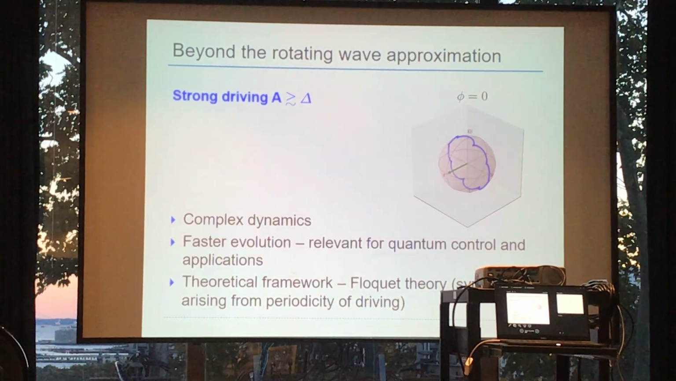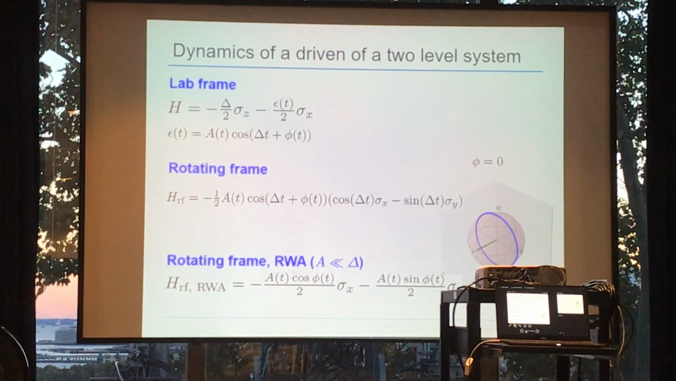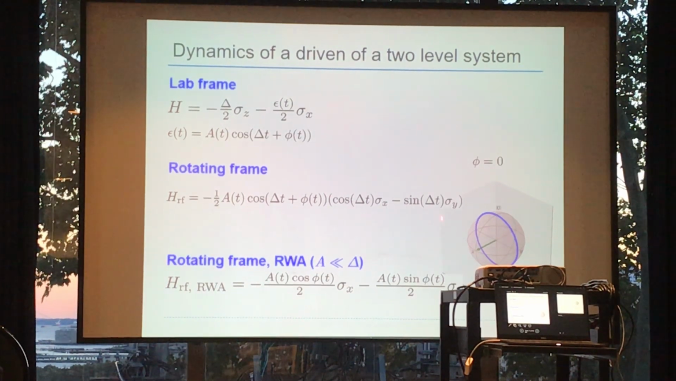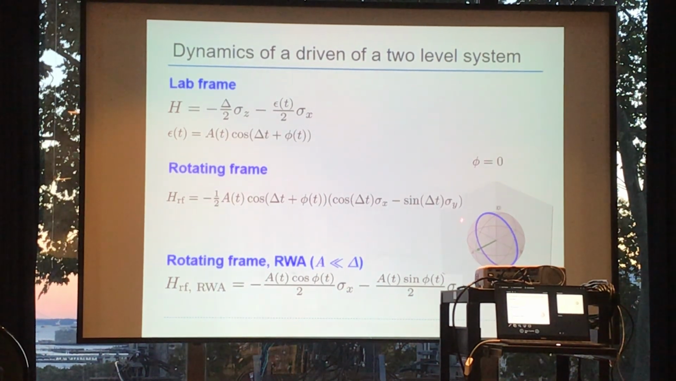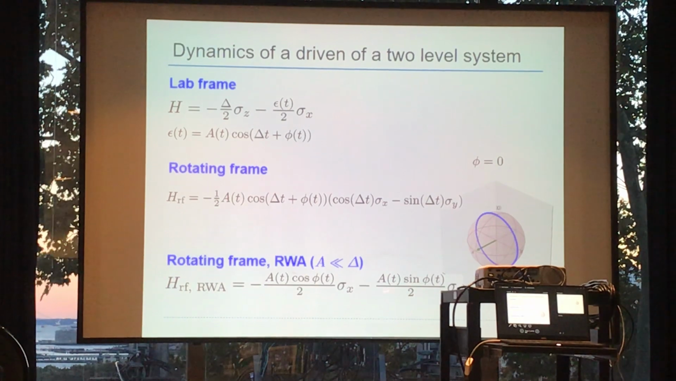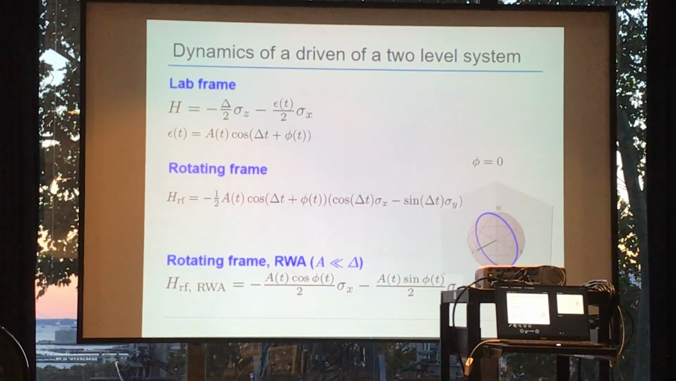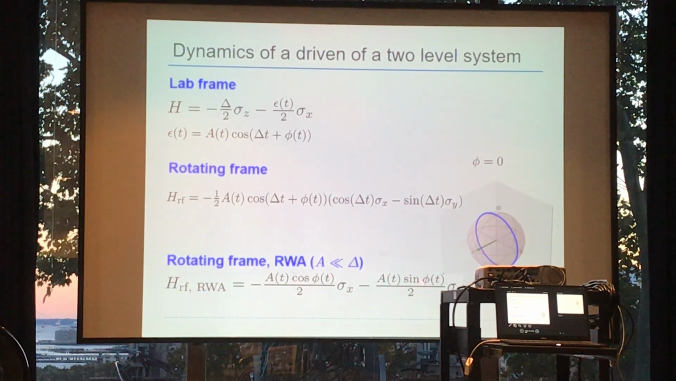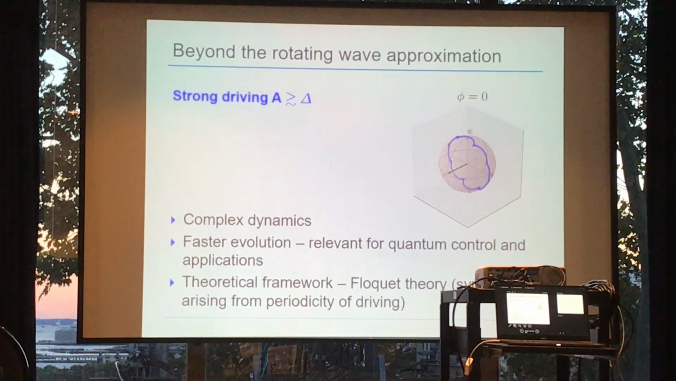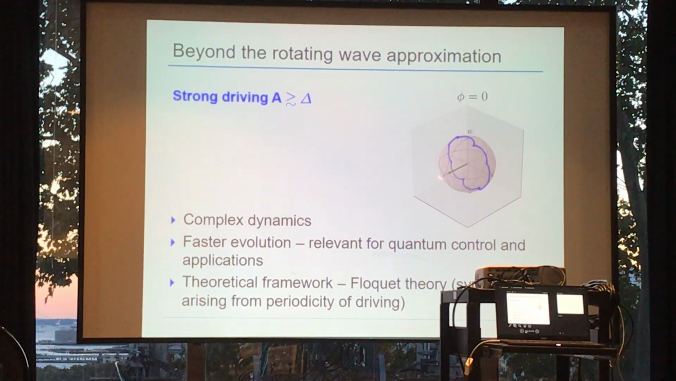Before saying that, let me say that if you think about the rotating frame, the dynamics can be simply seen as precession around an axis defined by these two components, a cosine of phi and a sine of phi, related to the driving field. If you go to a regime where A is comparable to delta, then the dynamics, when A is not too large, still looks like a rotation of the Bloch sphere around this fictitious magnetic field, if you want.